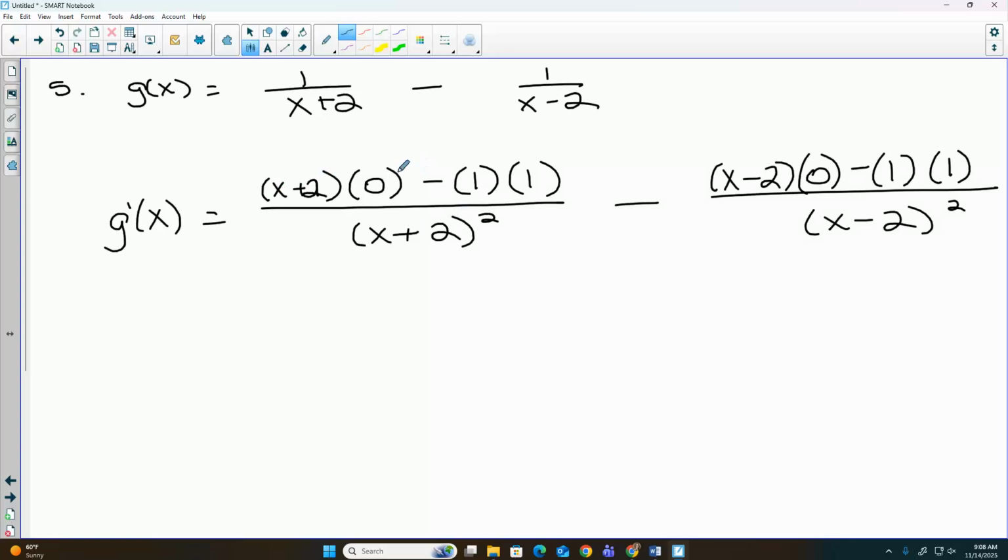So x minus 2 times 0, that just cancels. Minus 1 times 1, so we get negative 1 over x plus 2 squared. Minus, that cancels. Negative 1, so I could say plus 1 over x minus 2 squared.